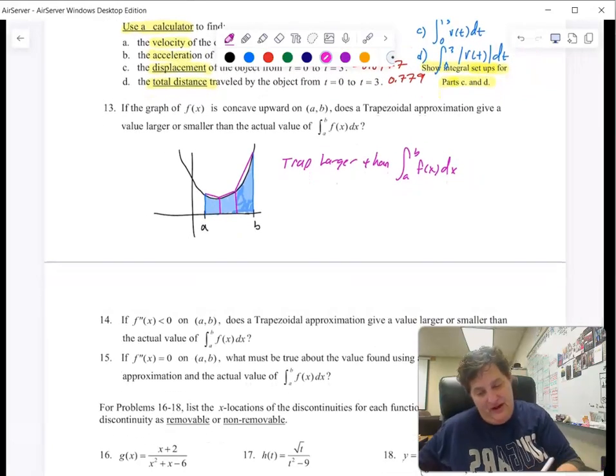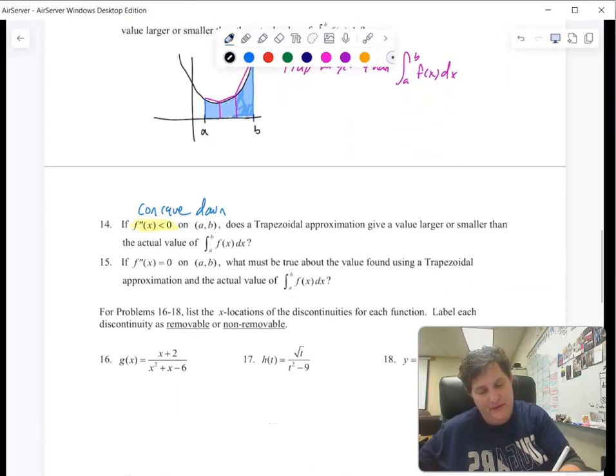And then check out number 14. It goes really well with number 13. If f double prime of x is less than 0. Now, what the heck does that mean? Well, f double prime of x less than 0, the second derivative is negative, means it's concave down. So this is just asking the same exact question, just said in a different way, for a concave down graph. Okay?